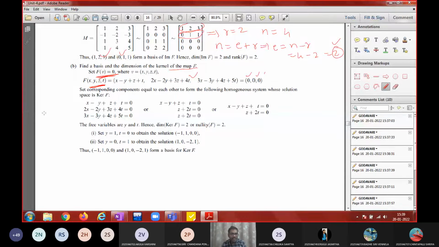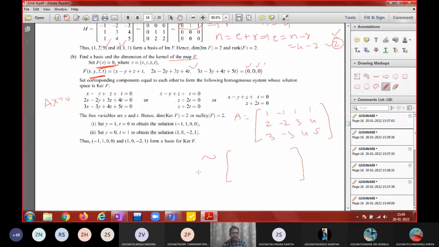How do you solve this? This is in the form Ax equal to 0, right? What is the coefficient matrix? A equals the matrix with rows (1, -1, 1, 1), (2, -2, 3, 4), (3, -3, 4, 5). Okay, you convert this into echelon form. Please convert into echelon form now. Let me copy this: 1, -1, 1, 1.